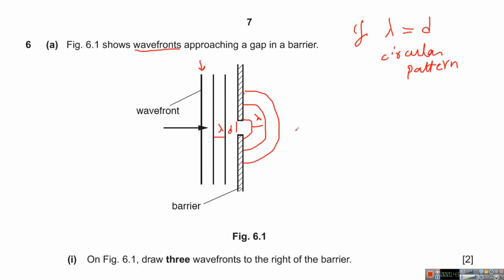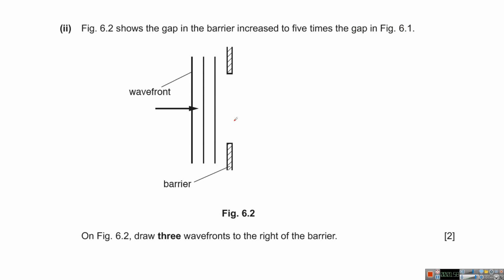One mark is for the three wavefronts, and one mark is for keeping this lambda the same as this wavefront. So this is the solution for the first question. Let's go into the second part. What if the gap is increased by 5 times?